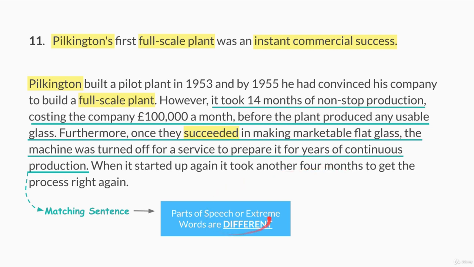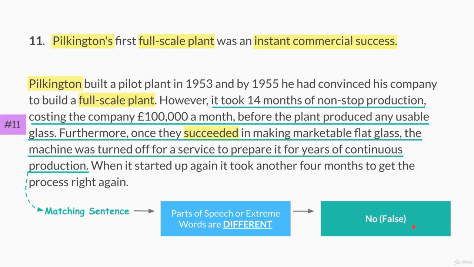So no, this information does not match. The parts of speech are different. So the answer is going to be no or false. In this case, we're going to put false, since this is a true-false question. Finally, let's put a number next to it. Let's put number 11 for question number 11, so we know at which line we found our answer.